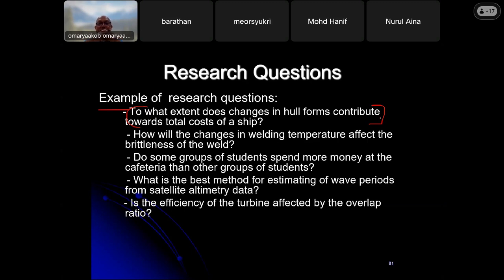Okay, you see, you have added something about the optimum. Whereas here, we just want to know how it affects. We don't know how the behavior is between the welding temperature and brittleness. Not yet about optimum and so on. That could be another research question: what is the optimum welding temperature? Then you have your research objective. But for this particular one, you only want to know the changes.